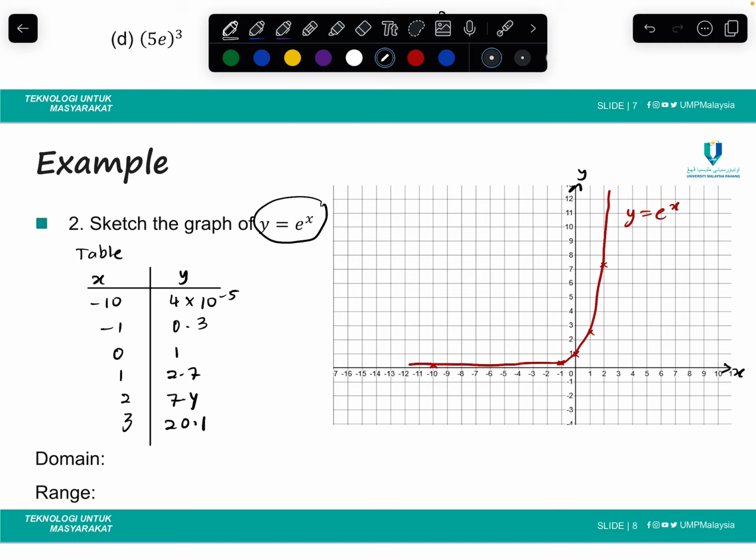Now we want to answer the domain. The domain is all possible values of x, since the curve can be extended left and right. So the domain is from minus infinity to infinity with open brackets on both ends. For the range, the curve covers the upper part only, meaning from 0 to infinity, and we put an open bracket at 0 as well because 0 is not included.